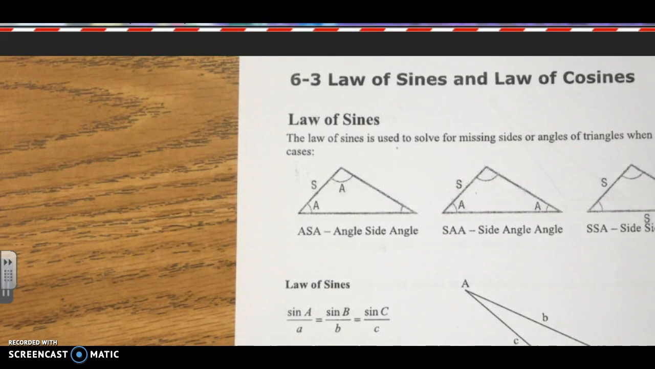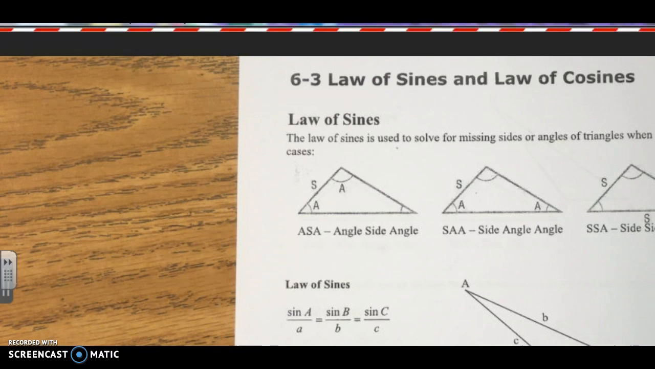So, Morgan, today we're on 6-3 doing law of sines and law of cosines. When you were in geometry and doing laws of triangles, you often used SOHCAHTOA, but those can only be used in right triangles. Of course, not all triangles are right triangles, so we have to have some mechanism to solve for the sides and angles of a triangle.